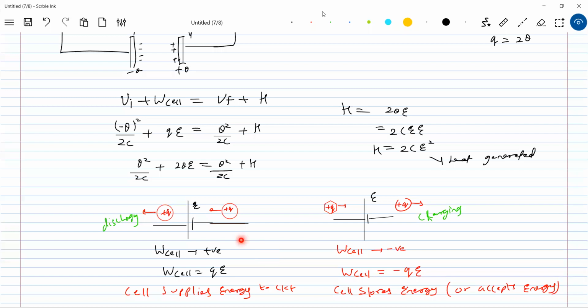Okay, so this is about the basic introduction of the capacitor. So tomorrow I'll continue from here.